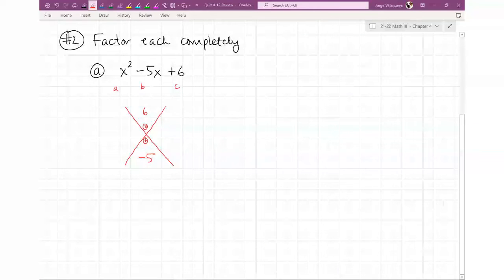Okay? So two numbers that multiply to 6 that add to negative 5. Think about that. Two numbers that multiply to 6 that add to negative 5. Any ideas? Negative 3, negative 2. Good. Do I have to divide by anything on those numbers? No. Why not?